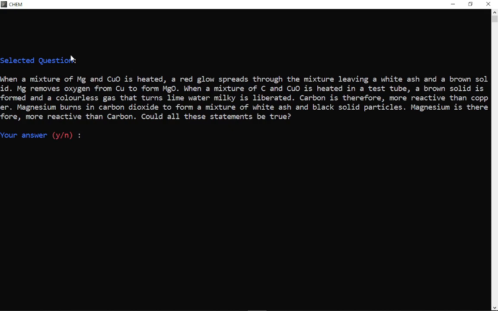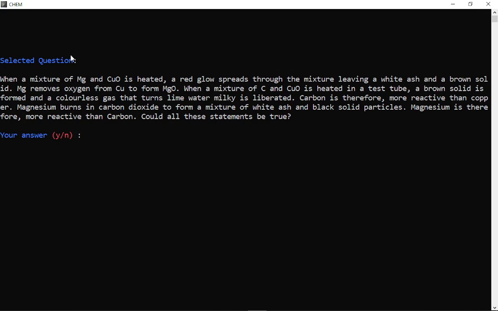So when a mixture of magnesium, they are saying, could all these statements be true? Again, they want me to see whether all the statements are true, meaning I'm going to read each statement at a go. This will enable me understand my notes to the perfect. This enables you to understand content to its fullest capacity. So when a mixture of magnesium and cobalt oxide is heated, a red glow spreads through the mixture, leaving a white ash and a brown solid.